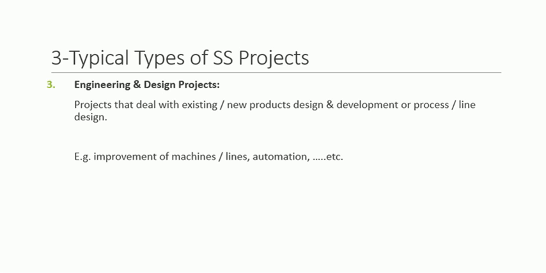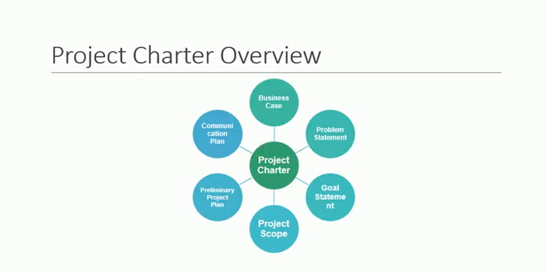So overall, all kinds of projects will have a similar project charter, which will include a business case, a problem statement, a goal statement, a project scope, a preliminary project plan and a communication plan. A project charter is the basic overview or the basic document before starting a project, to analyze what category this project is of and what kind of processes or resources we need to conduct that project.